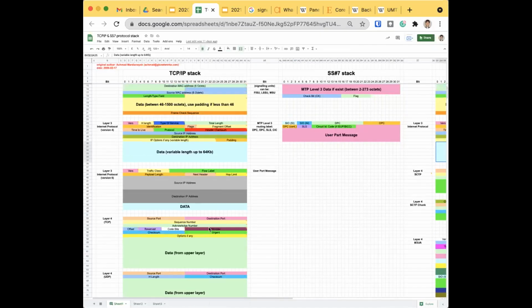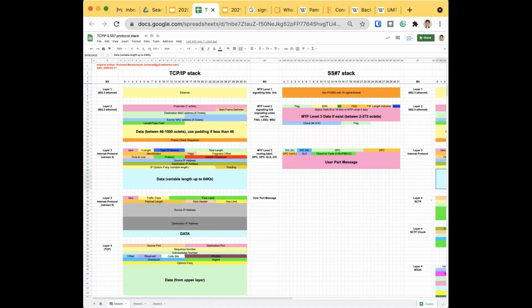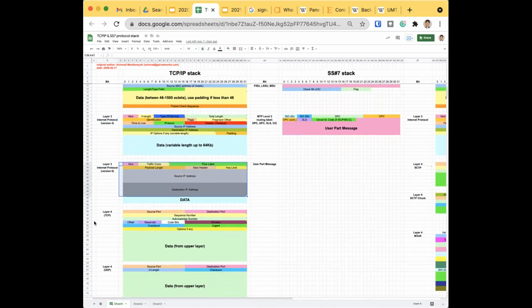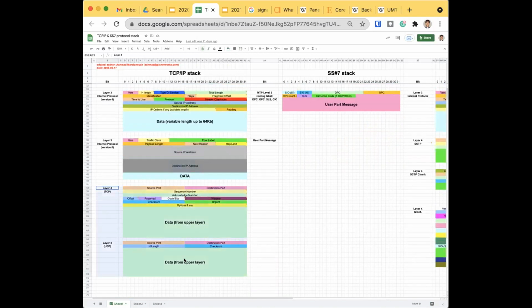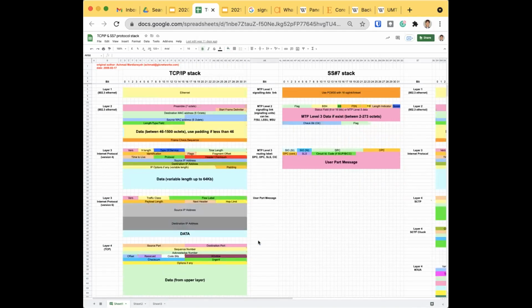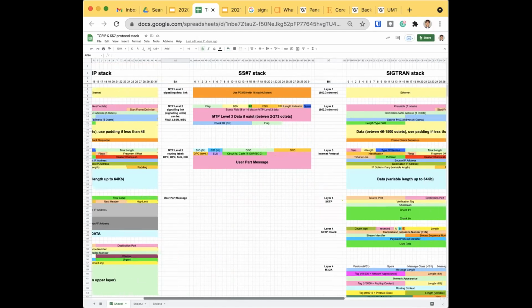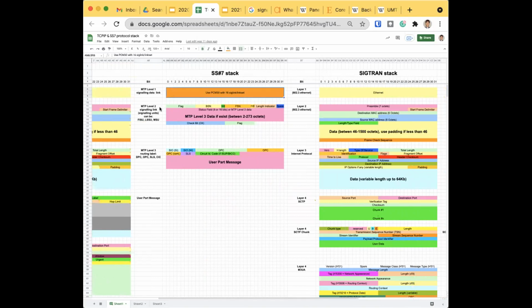As you can see, this is a picture of how the encapsulation works. If you are using the TCP/IP stack, this is the header, and then here's layer 2, layer 3. It depends. If you are using IP version 4, this is how it looks. If you are using IPv6, this is how it looks, and then this is layer 4. You have the option of TCP or UDP. And for the SS7 stack, this is how it looks. You have MTP level 1, MTP level 2, level 3.